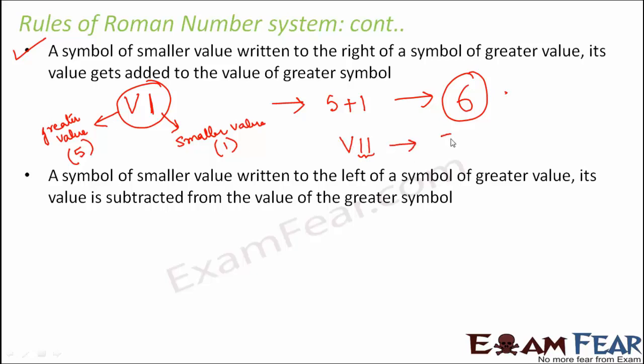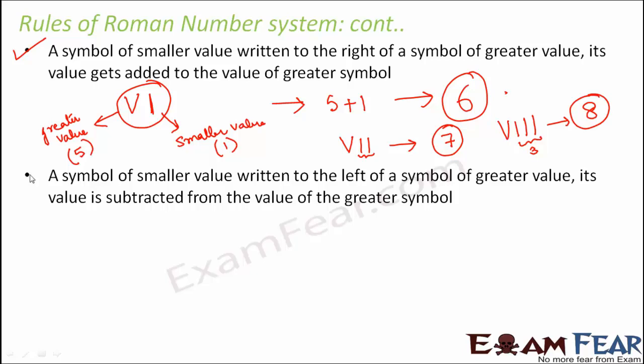So it will be 5 plus 2, that is 7. Similarly, if we write it like this, so again this is 3 and this is 5. So if you write a symbol of smaller value on the right of a symbol of greater value, they get added, so it becomes 8. So this is how you represent 8. So you see, we gradually learned how you can write 2, 3, 4, 5, 6, 7 and 8.